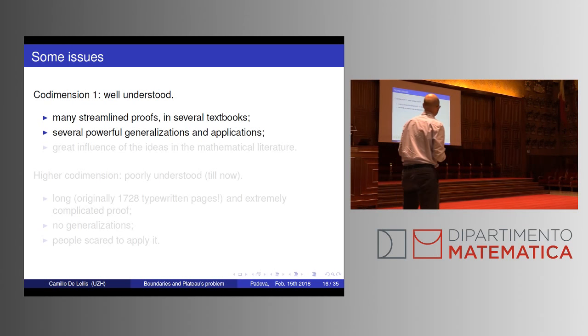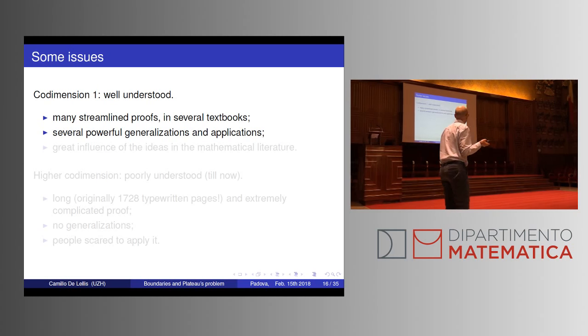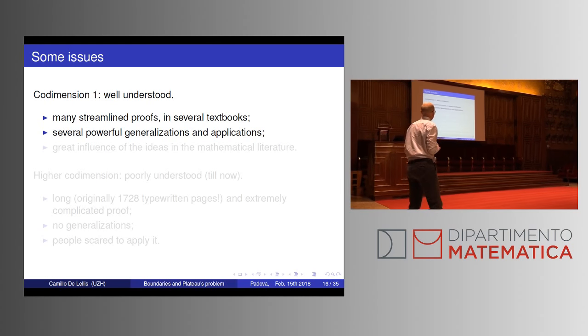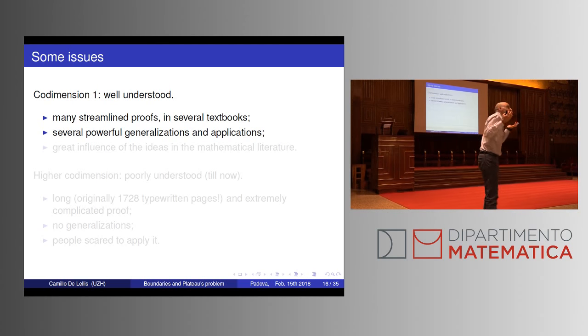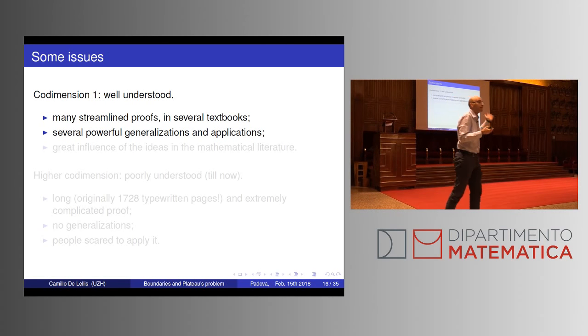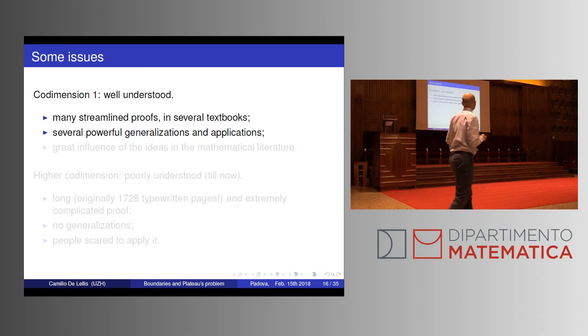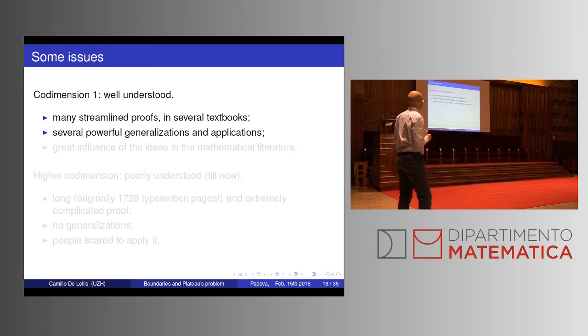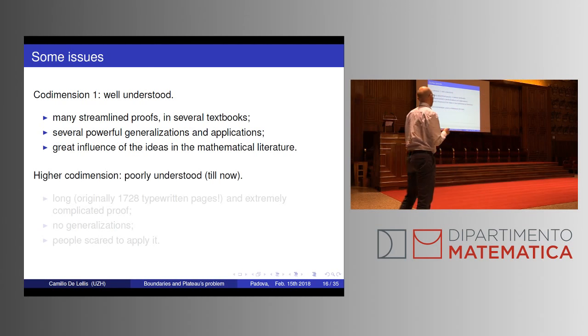There are several powerful generalizations, and it has actually been applied in several situations. I mean, it has been applied even to very famous problems in mathematical physics. So, for instance, the positive mass theorem in general relativity is proved by using this theorem. And these ideas had a great influence in the mathematical literature. So the ideas of the proof have been used in several places. Now, in higher codimension, the situation is completely different.